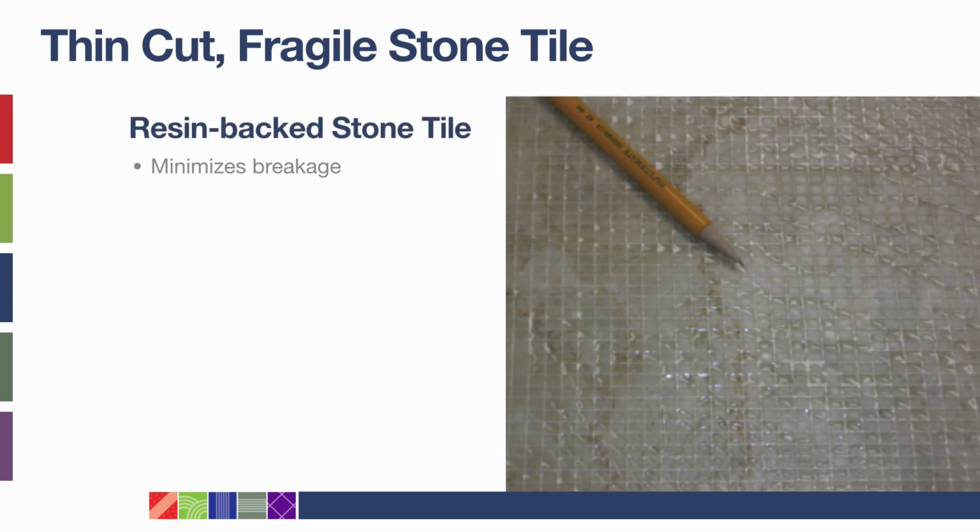Resin-backed stone minimizes breaking of thin-cut, fragile stone, but it can present real challenges to installers. Increases in stone cutting technology has allowed for the production of thinner and more fragile stone tile. To maintain the structural integrity of stone tile, many manufacturers back the stone with a substance that adds rigidity and stability. These backings are typically epoxy and can be smooth or have a texture created with an aggregate broadcast into the resin. Stone tile backed with resin will typically have a mesh backing with a shiny coating.